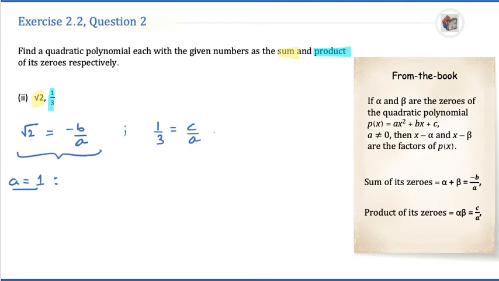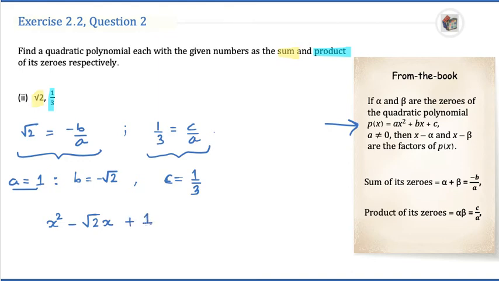For example, let me put it here in the first one. So if I put a equal to 1, I will get the value of b as minus square root of 2. Similarly, if I put a equal to 1 in this, I will get the value of c as 1 by 3. So with this then, my quadratic polynomial ax squared plus bx plus c is going to be how much? It's going to be x squared minus square root of 2x plus 1 by 3.